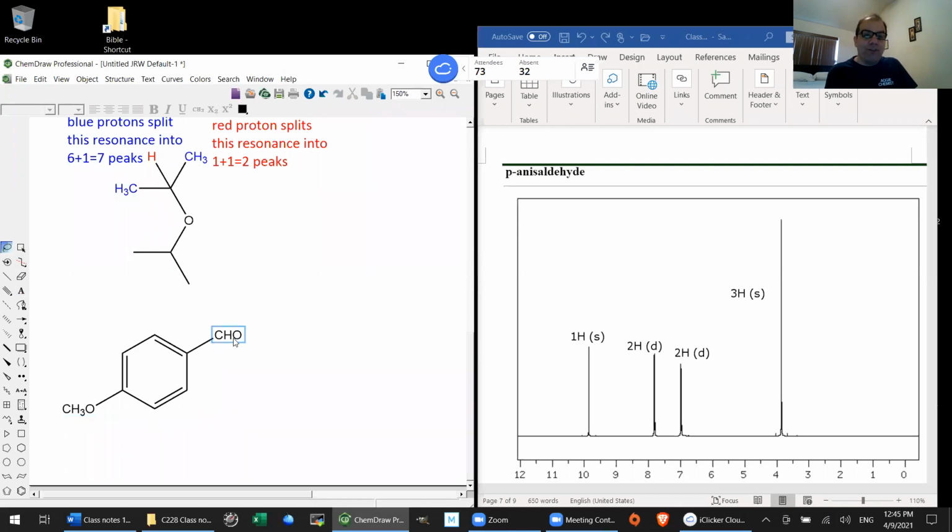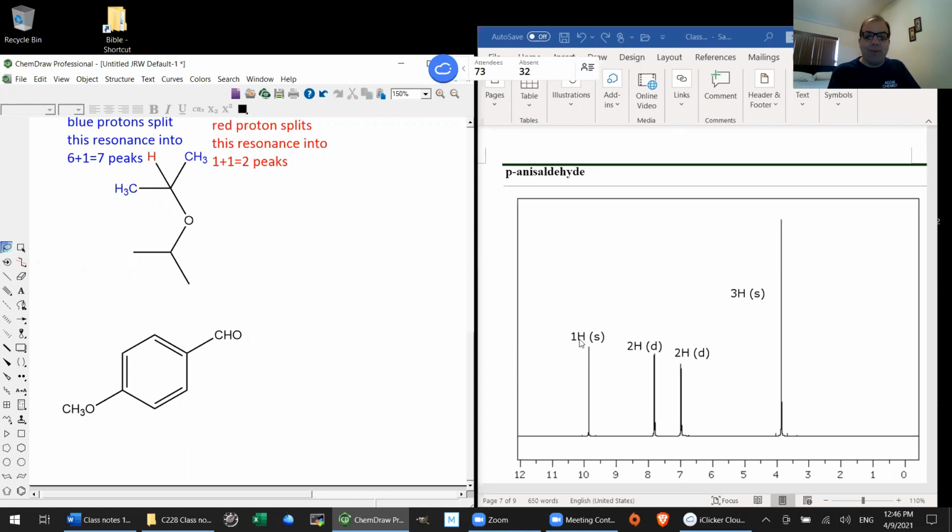Well, there's the unique aldehyde hydrogen, of course. That's going to be pretty far downfield. Those usually show up around 9 or 10 parts per million. There's these 2 that are ortho to the aldehyde group. There's these 2 that are ortho to the methoxy. And then there's the 3 in the methoxy group. So I think we're going to be looking at 1 to 2 to 2 to 3 in terms of the relative amounts. And that's what we have.